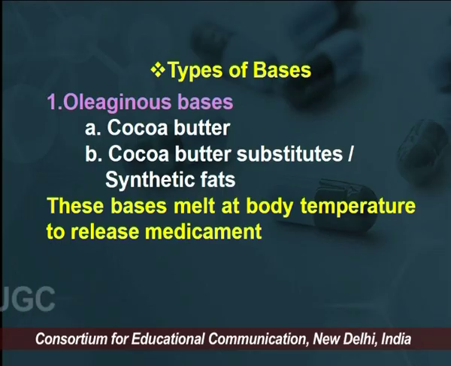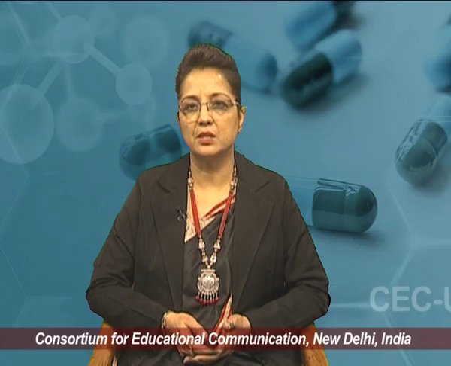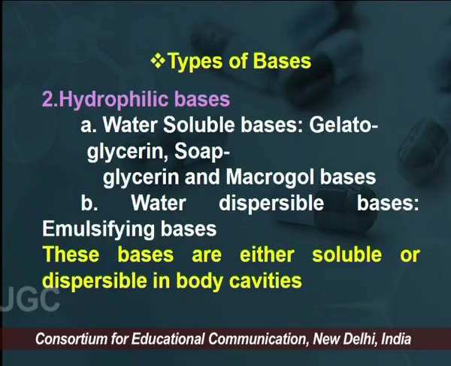such bases come out. So, to quote some examples or the subtypes under such oleaginous bases, the classical example is cocoa butter, and the second category is cocoa butter substitutes, or we simply call them synthetic fats. Apart from oleaginous bases, we have a second class of bases which are referred to as hydrophilic bases. As the name indicates, these are water based. So, these are water loving in nature, and they are subclassified into water soluble bases, example gelatin-glycerine bases, or simply we call them soap glycerine bases, and macrogol bases.